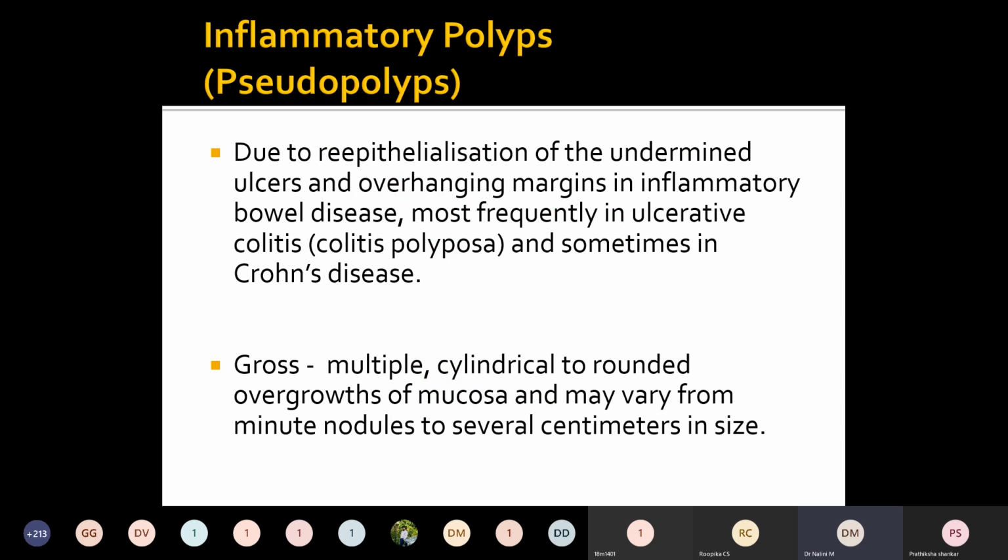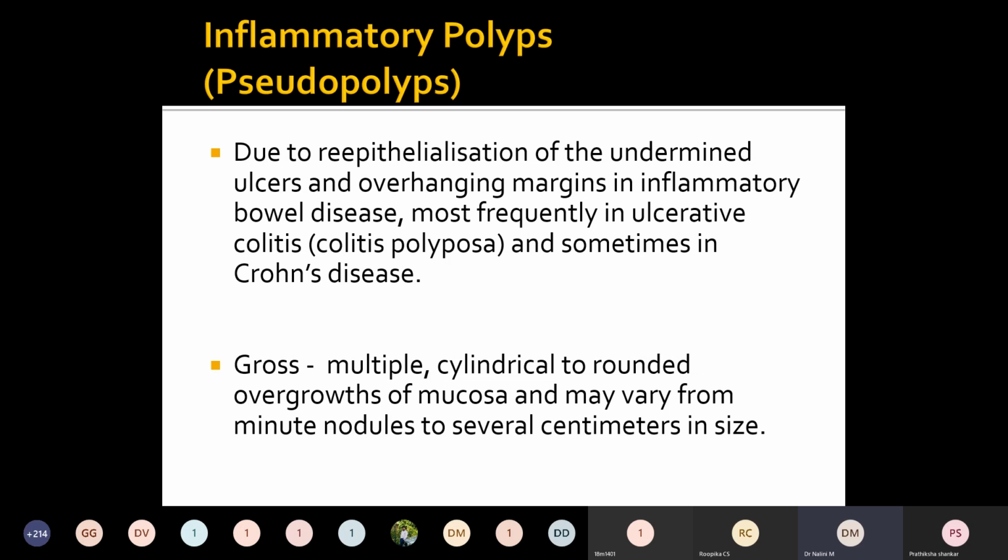Coming to inflammatory polyps, we've already discussed it. This is more common in ulcerative colitis, sometimes also seen in Crohn's disease. These are pseudopolyps, as we have already studied. It is due to reepithelialization of the ulcer, or the swelling of the adjacent mucosa, giving it a polypoid appearance. These are not true polyps in the actual sense.